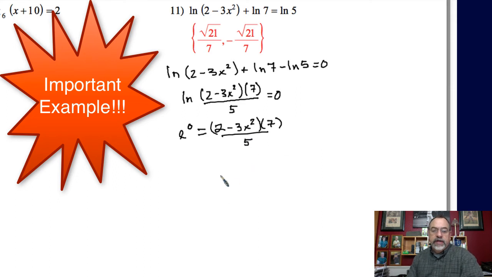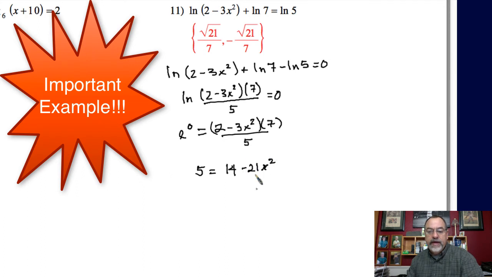So we're going to multiply both sides by 5, and this is a 1. E to the anything, or anything to the 0 power, is 1. So that's going to be 5 times 1. And we're going to distribute this 7. Alright. And then we're going to solve for x.